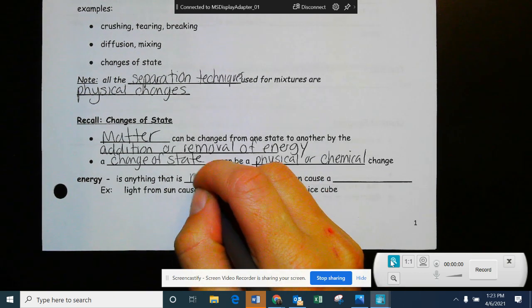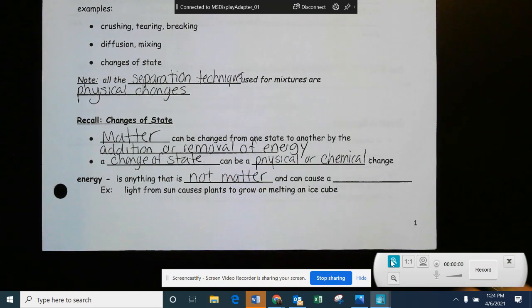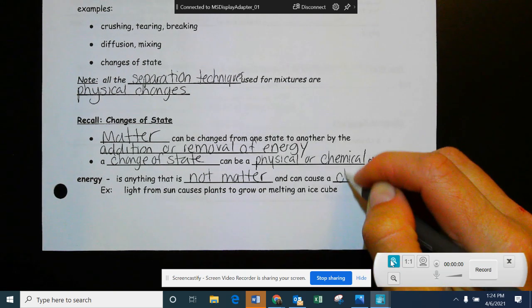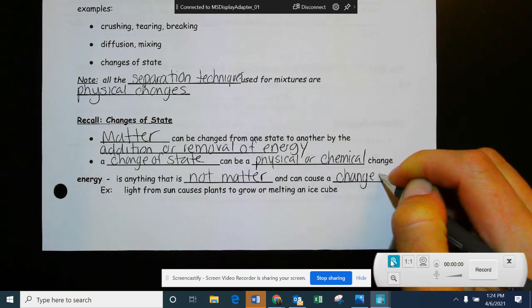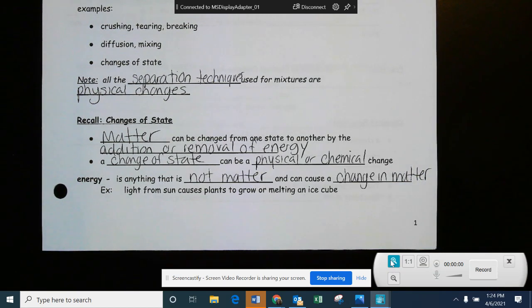Energy, anything that's not matter, can cause a change in matter. So light from the sun can cause plants to grow. It can cause melting of an ice cube. That's a form of energy.